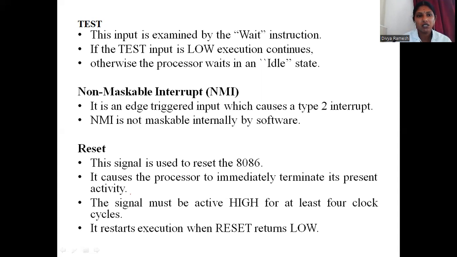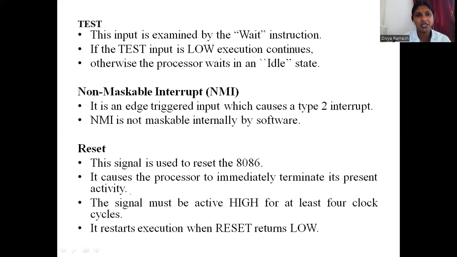Next one is NMI. NMI means non-maskable interrupt. The non-maskable interrupt is also edge triggered and causes a type 2 interrupt. NMI is a non-maskable interrupt which is not masked internally by the software program.